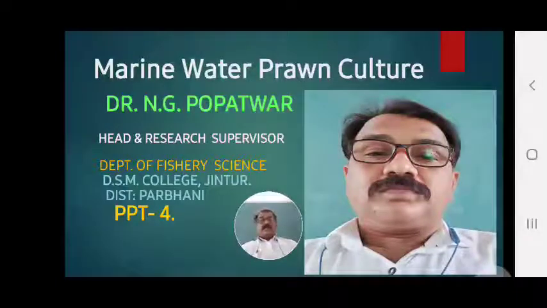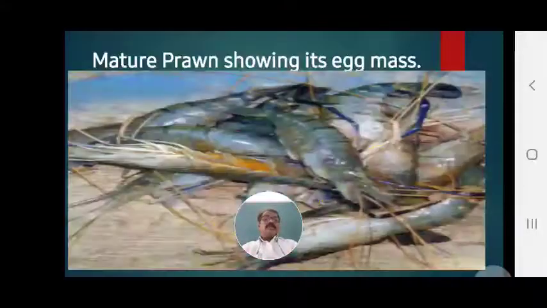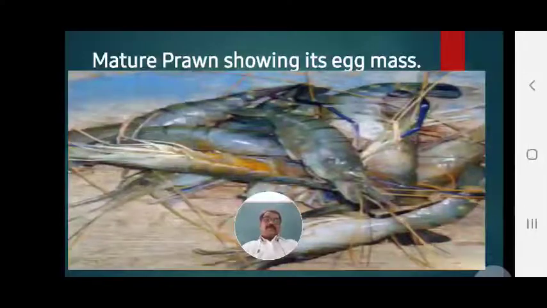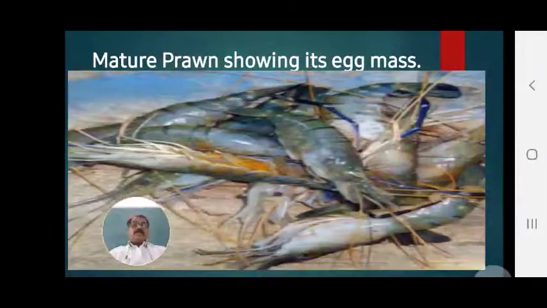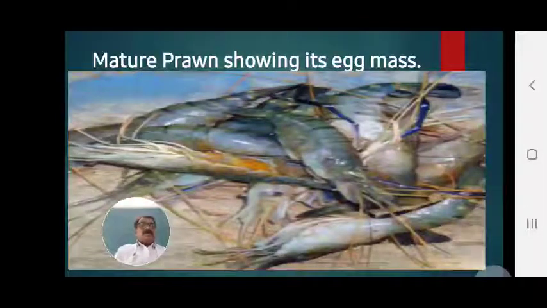In the last lecture we have seen collection of brooders, mating of brooders, then production of fish seed and hatcheries, how these are to be seen, how it is to occur in this syllabus. See the figure.